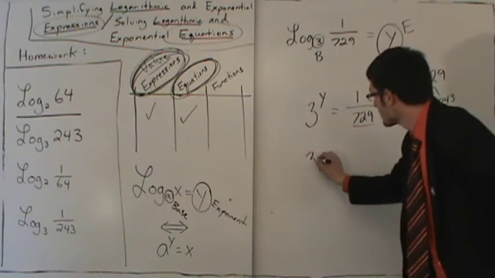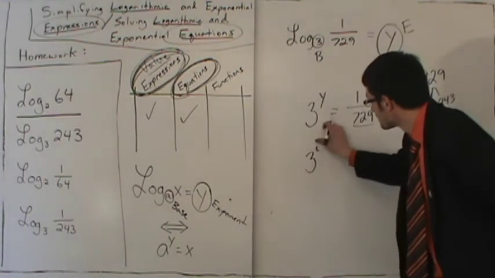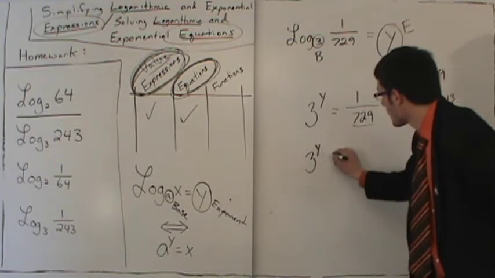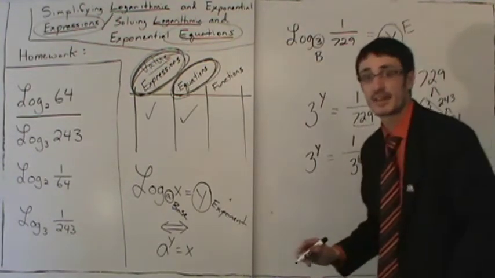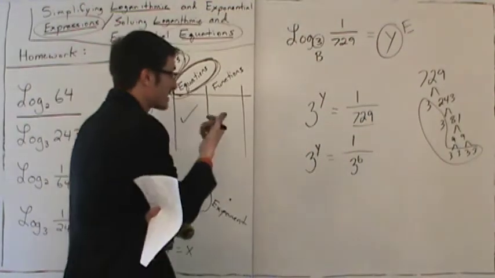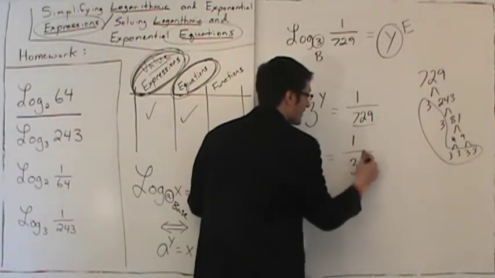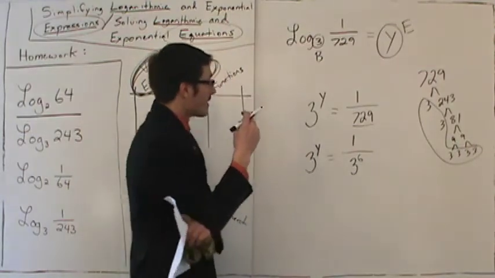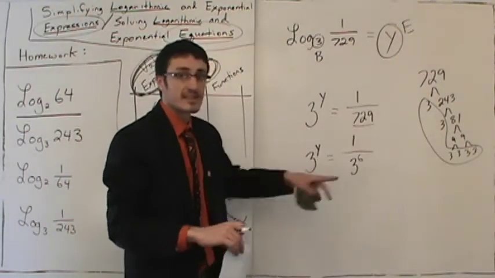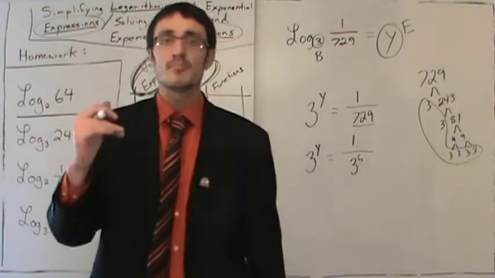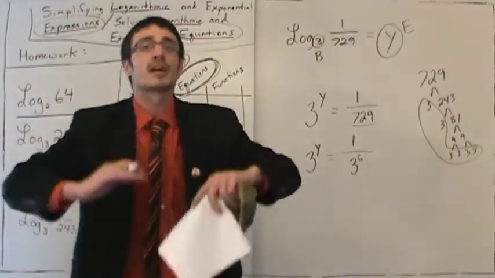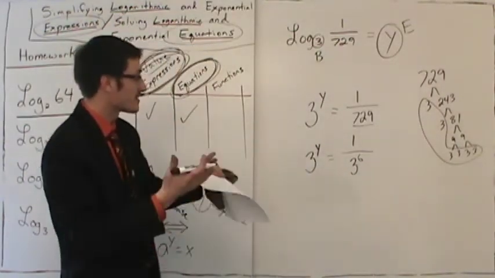So we're going to say 3 to the y is equal to 1 over, instead of 729, 3 to the 6th. Now, the way to solve this is just a matter of moving it from the denominator to the numerator. Okay, so 3 to the y is equal to 1 over 3 to the 6th. Remember, negative exponents mean move from top to bottom or from bottom to top. Numerator to denominator, denominator to numerator.